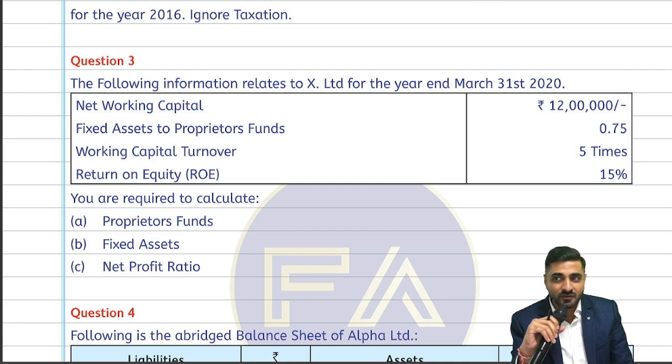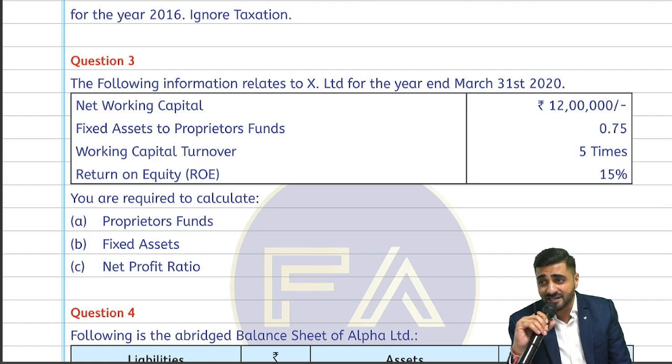I'll tell you where to download it, but for the timing, I've kept it here. The following information relates to X. Do you have the working capital amount available? Yes. You have the fixed working capital turnover ratio, and the funds required.